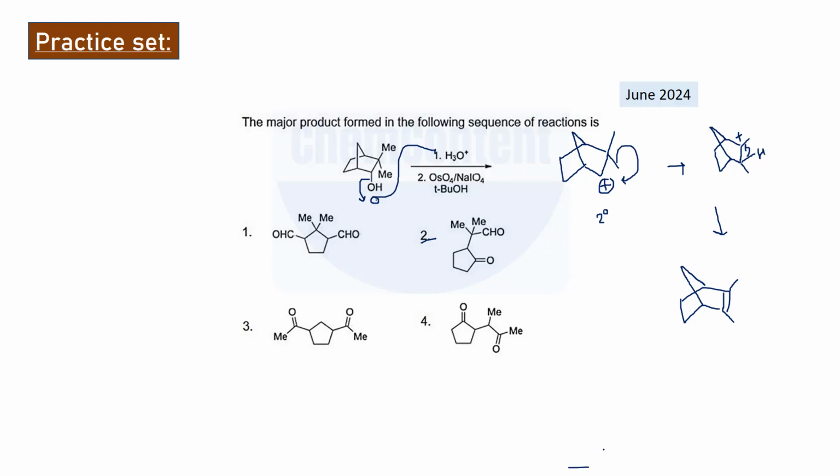Now if you add osmium tetroxide and tertiary butoxide, the osmium tetroxide will undergo a dihydroxylation of this compound. In presence of NaIO4, it undergoes a ring cleavage.